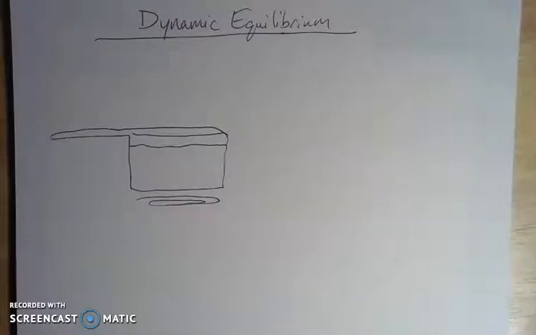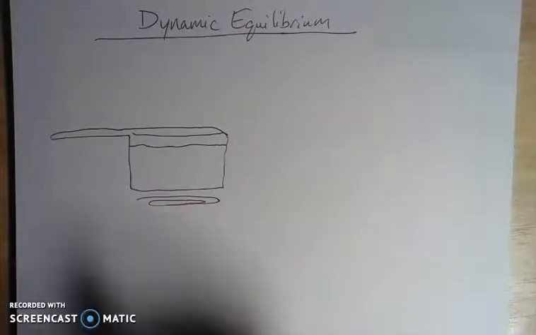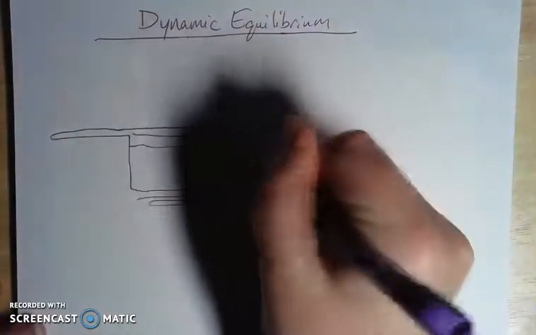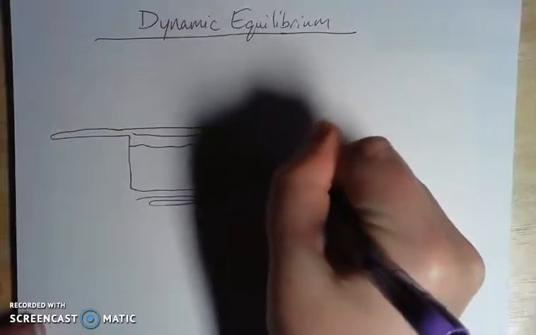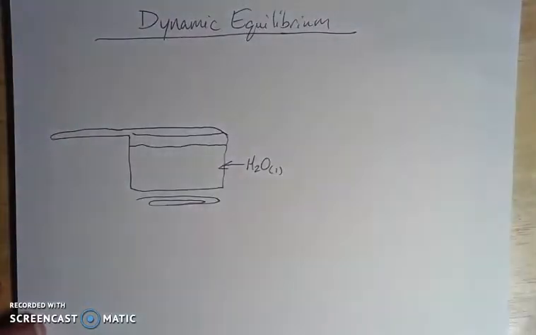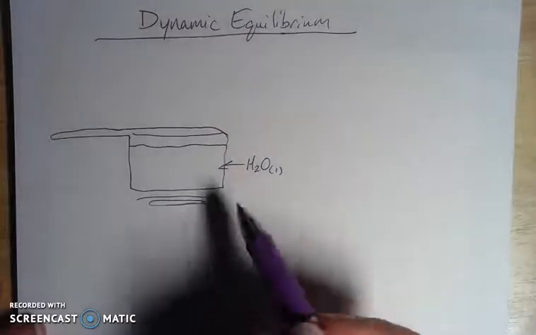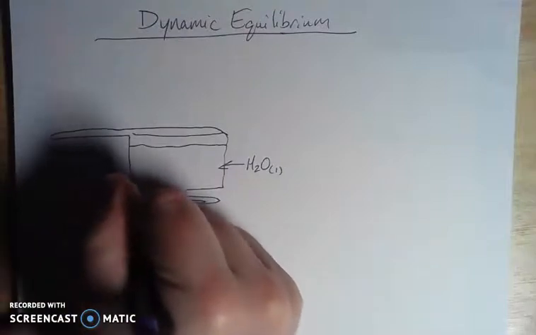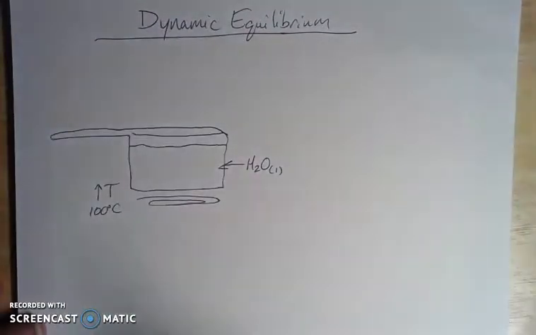So dynamic equilibrium, let's set it up first. If I have a pot of water here, so let's say I have liquid water, H2O in the liquid phase, in my pot. As I increase the temperature, so here's my heating element, if I increase the temperature to 100 degrees Celsius, right, then that's going to cause the water to boil.